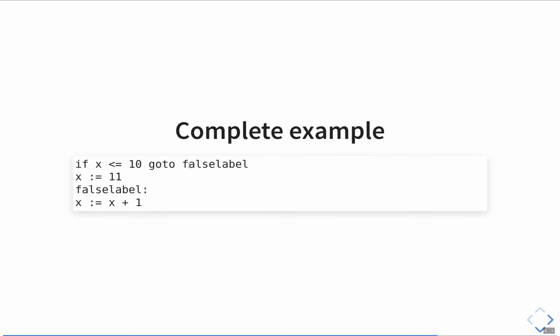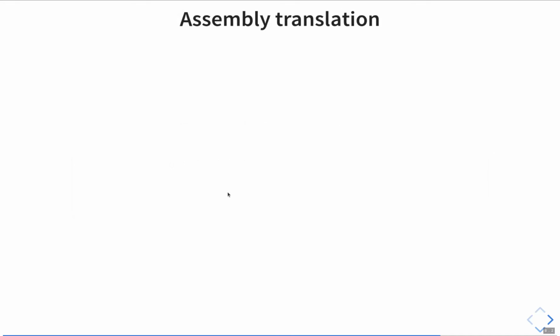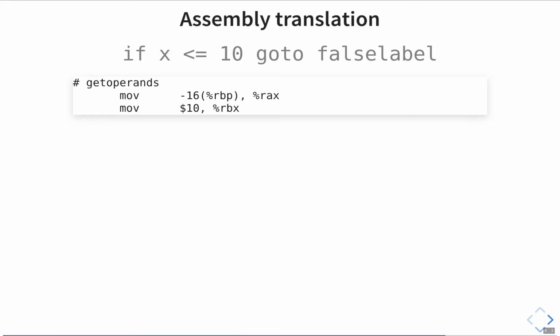If X is less than or equal to 10, go to false label, assign X to 11, and then underneath false label, we say X is equal to X plus 1. So let's translate this one step at a time. If X is less than or equal to 10, go to false label. Let's see the assembly translation.